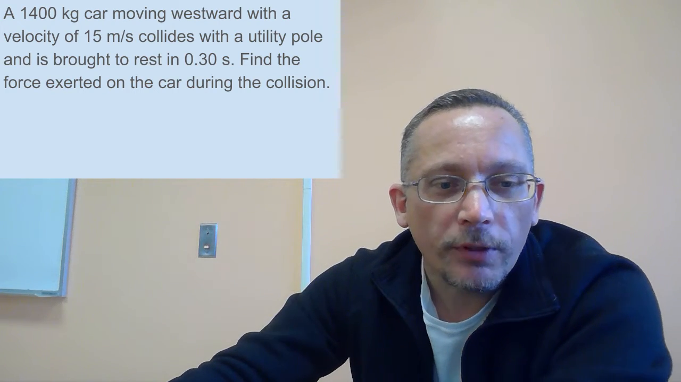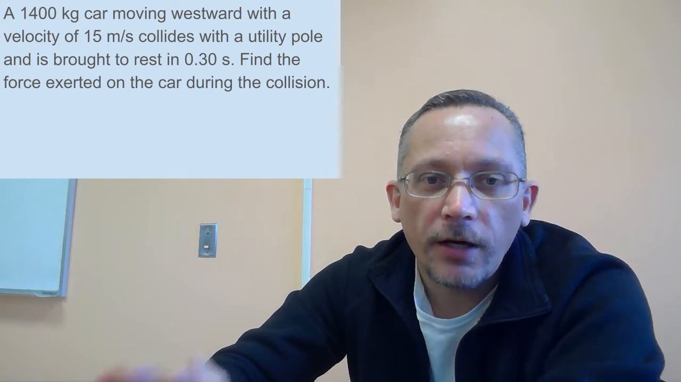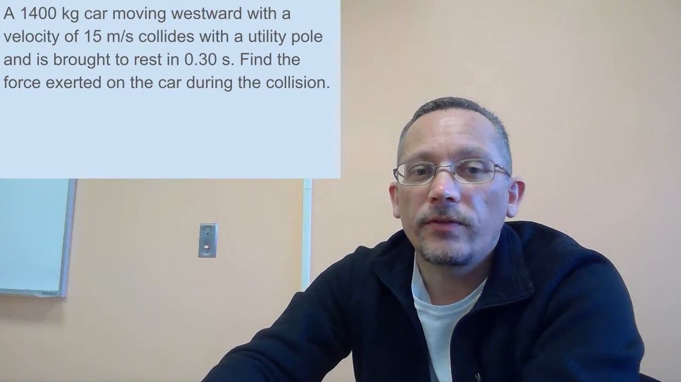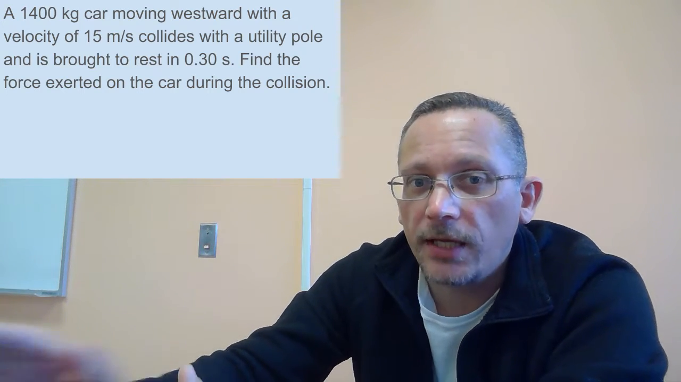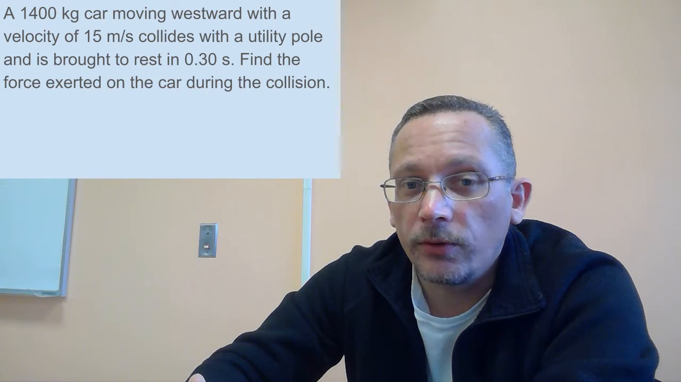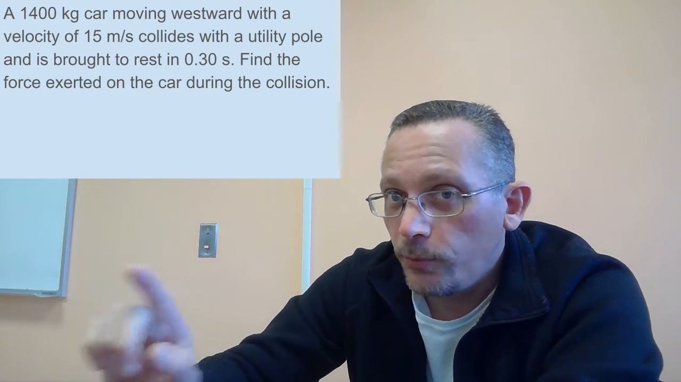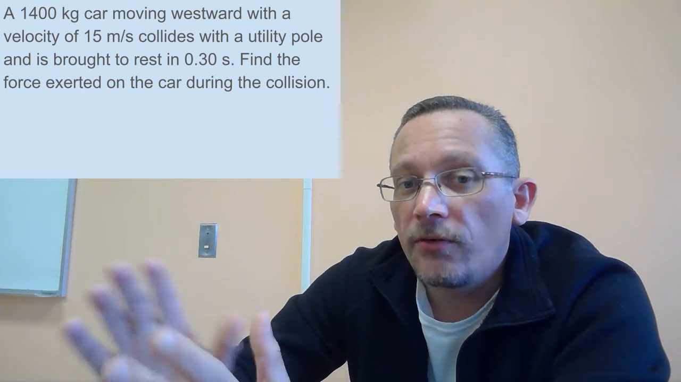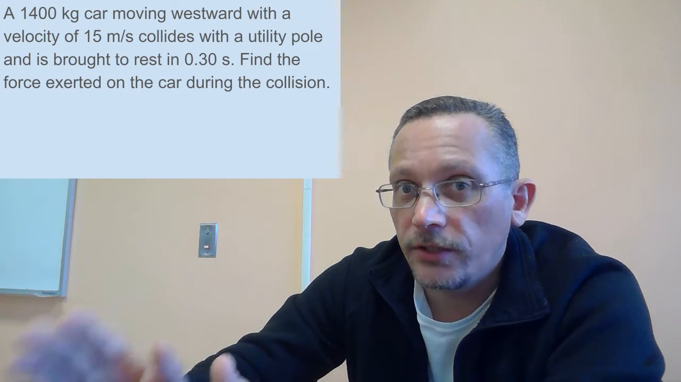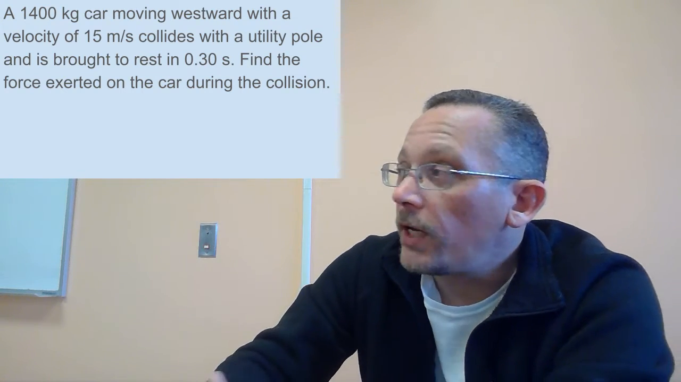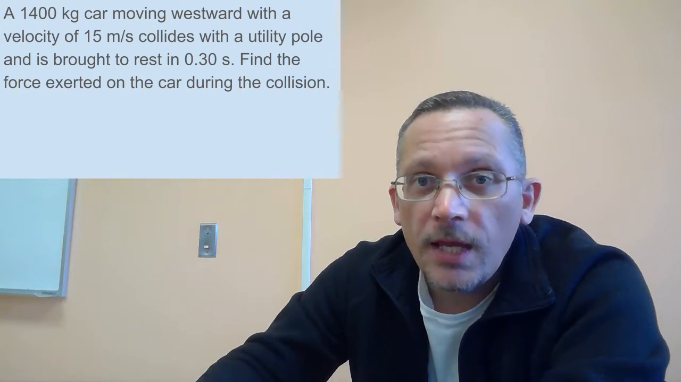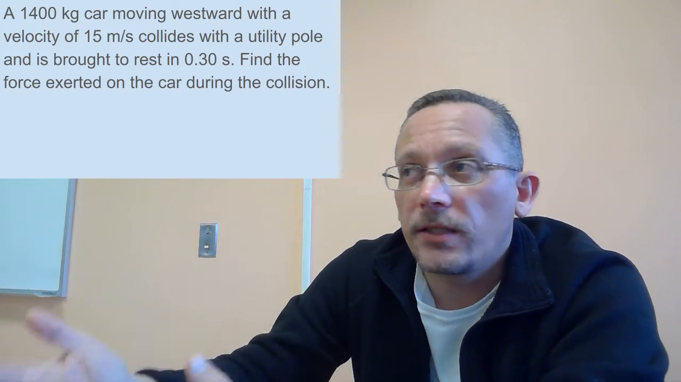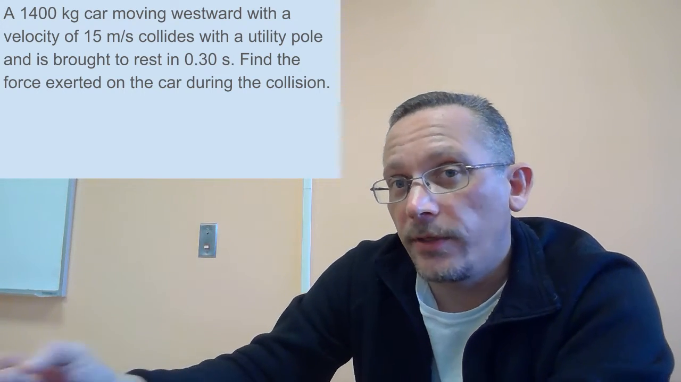Okay, the example says: a 1,400 kilogram car moving westward with a velocity of 15 meters per second collides with a utility pole and is brought to rest in 0.30 seconds. Find the force exerted on the car during the collision. So just like really any problem, I'm going to start off by listing the things that I know and what they asked me to find.